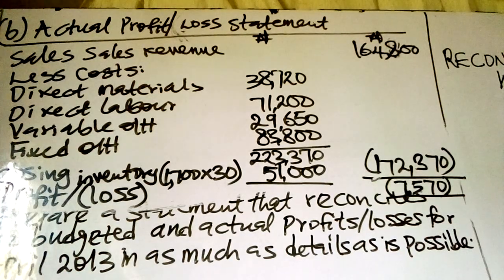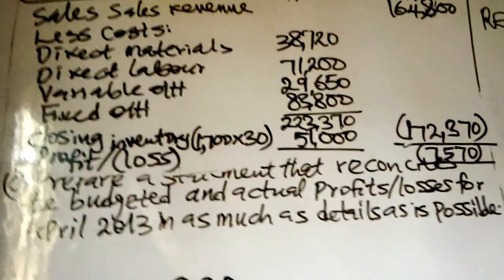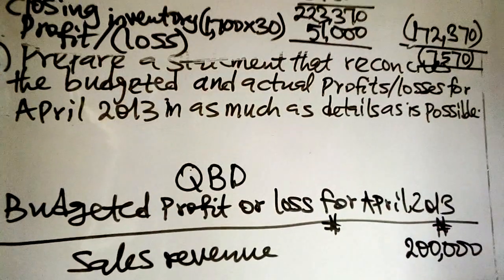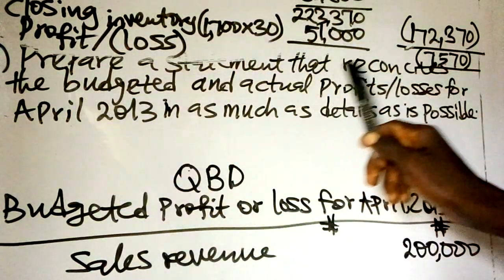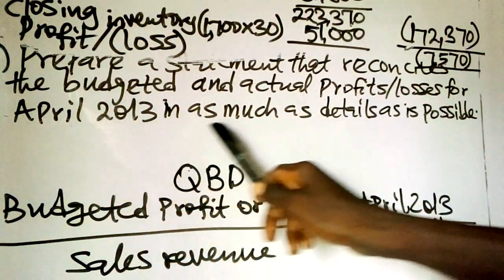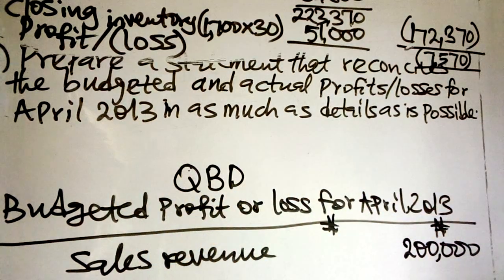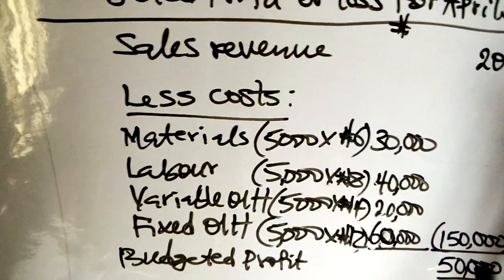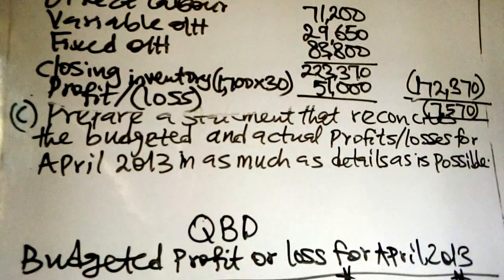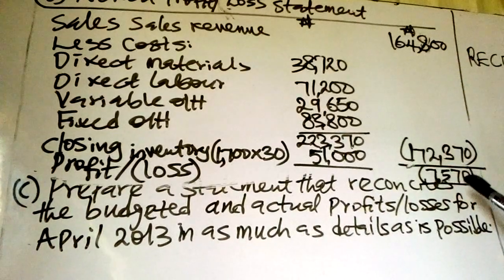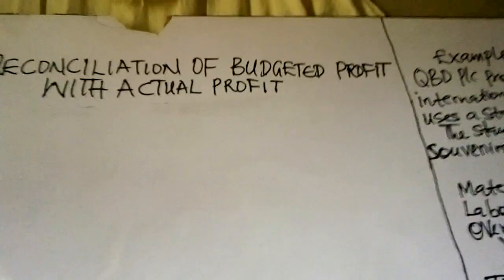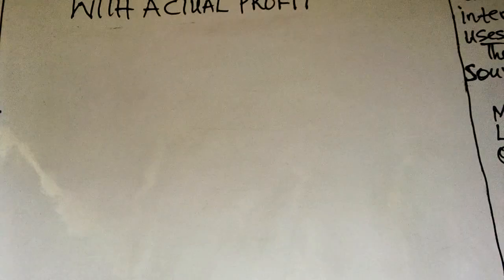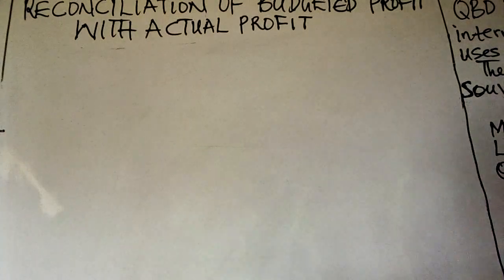Then requirement C. In requirement C, you are to prepare a statement that reconciles the budgeted and actual profits or losses for April 2013 in as much detail as possible. So you want to reconcile the budgeted profit of 50,000 with the actual loss of 7,570 obtained. To do that, you will need to compute all necessary variances. Now, we want to compute the variances. Number one, we are going to compute materials variances.